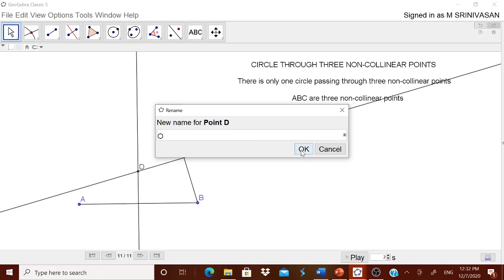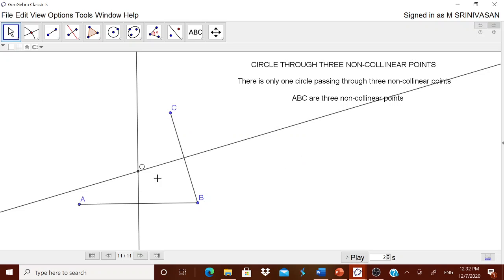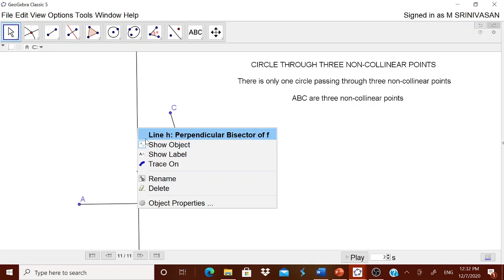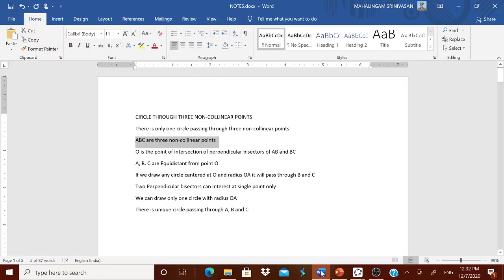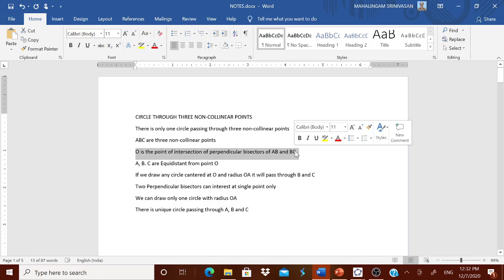We are going to have a circle, therefore I have made it. Now what you can do is remove these two lines, these perpendicular bisectors. The job is over. Now we will try to tell that O is the point of intersection of the perpendicular bisectors. You can declare that also, so the child should understand what that O is.